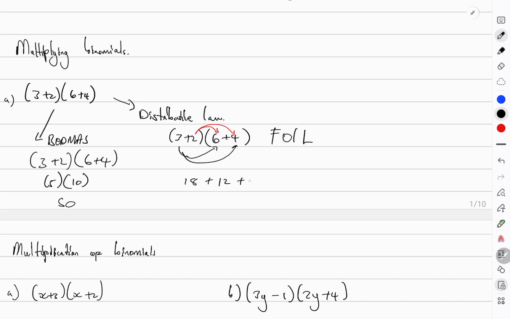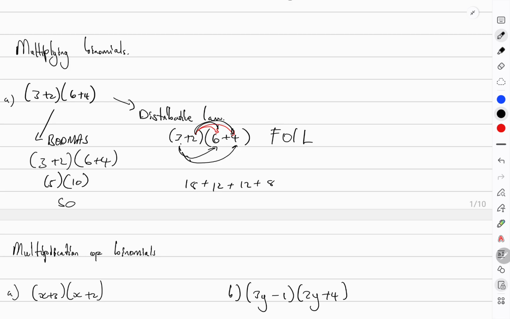2 times 6, I'm going to have a 12 plus. Now here I'm going to have an 8. And what is 3 times 2? 3 will multiply the 6, which is 18 plus. 3 will multiply the 4, which is a 12 plus. 2 will multiply the 6, which is a 12 plus. 2 will multiply the 4, which is an 8.